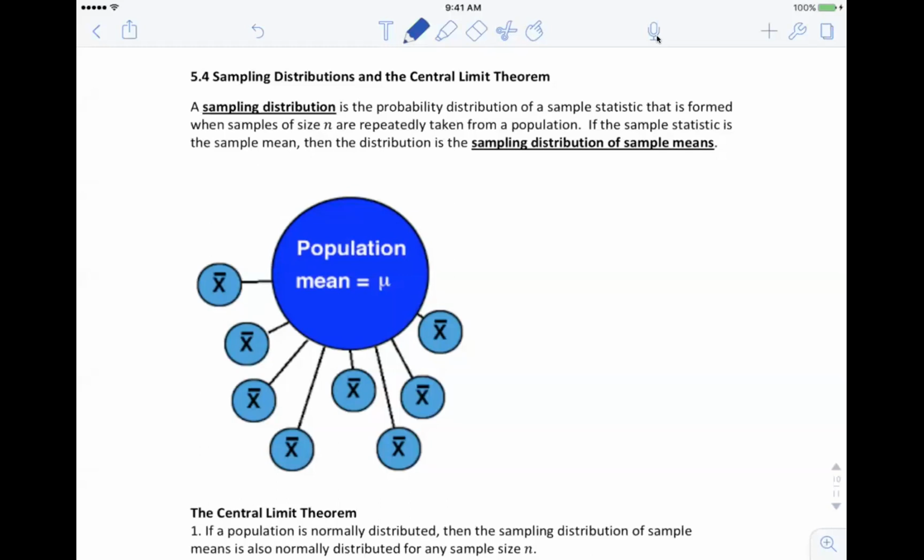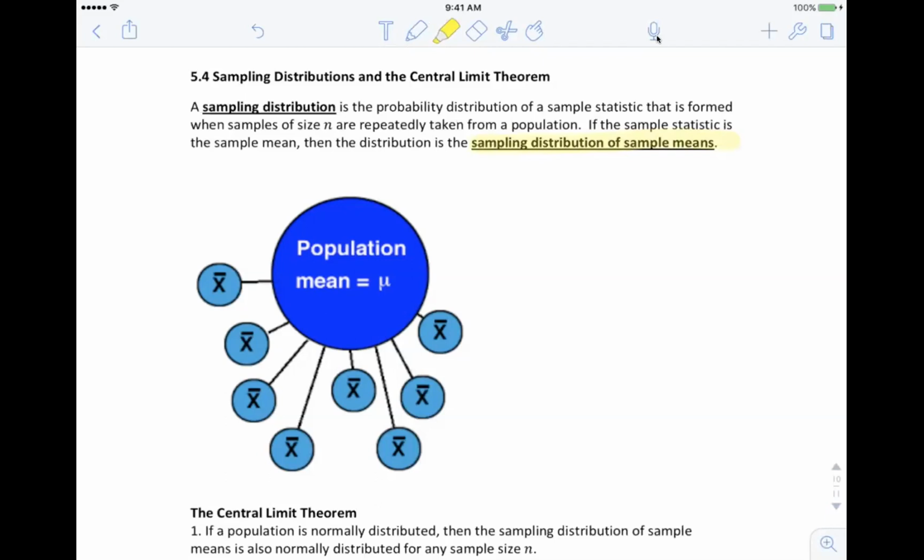Let's talk about sampling distributions. If we read this, it says a sampling distribution is a probability distribution of some sample statistic, for example, like a mean, that is formed when samples of size n are repeatedly taken from a population. So if that sample statistic is the sample mean, the distribution is called the sampling distribution of sample means. What? Okay, sampling distribution of sample means. Let's take an example.